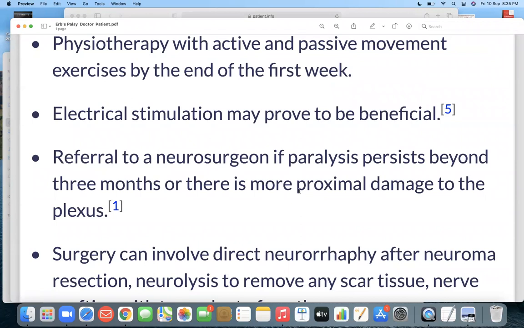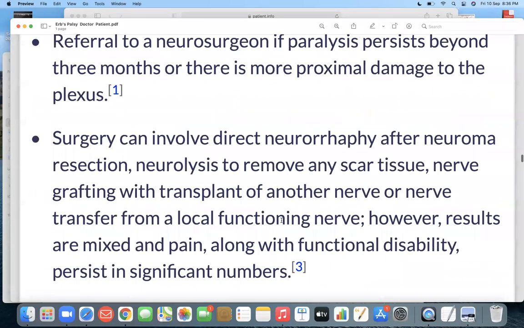Just wait. Before that, I want to ask you, what does he mean by more proximal damage? Above C5-C6 maybe. Then it may be affecting the diaphragm, C4 and all. So when you see any respiratory symptoms, maybe along with this. Always remember this question will be asked: when do you refer to the neurosurgeon? If the paralysis persists beyond 3 months, this is very important.